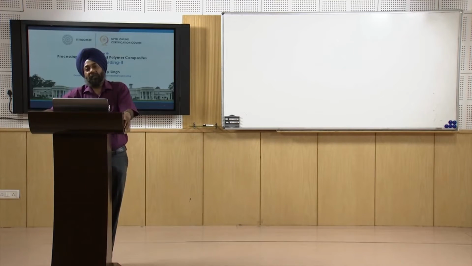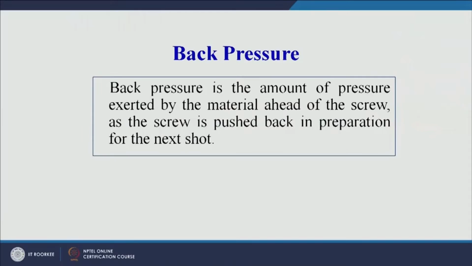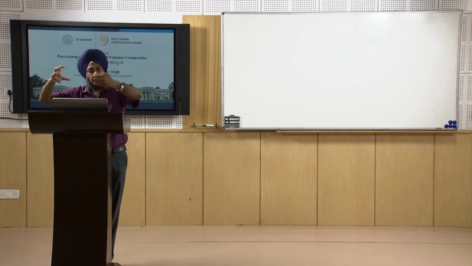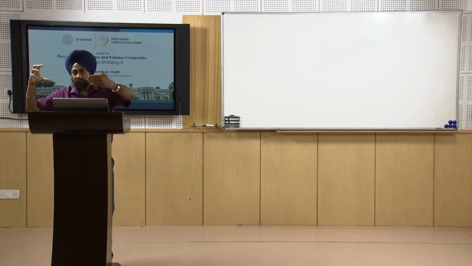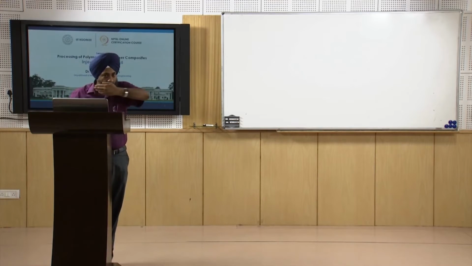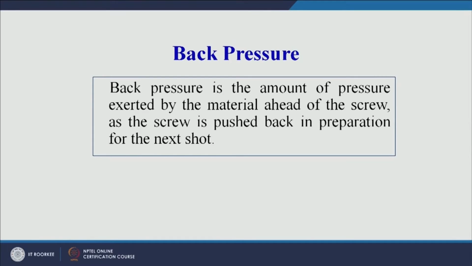Now the next parameter that we want to consider today is the back pressure. Now what is back pressure? Back pressure is the amount of pressure exerted by the material ahead of the screw. Now when the screw will rotate, it will certainly have some material in front of the screw. Now after you have injected, this back pressure will apply a pressure or a force on the screw, and the screw will be pushed back. So the back pressure is the amount of pressure exerted by the material ahead of the screw as the screw is pushed back in preparation for the next shot.